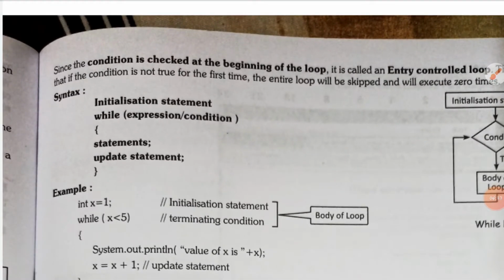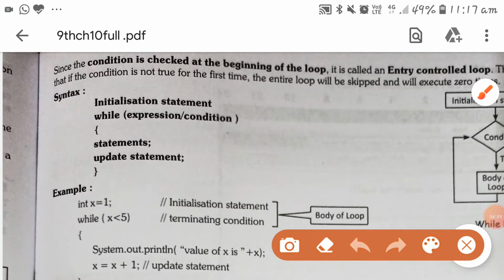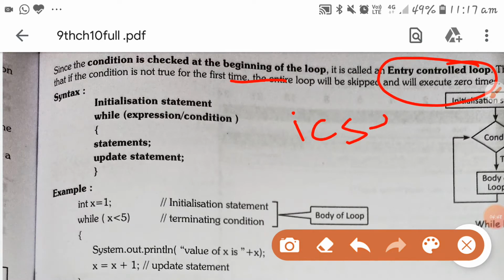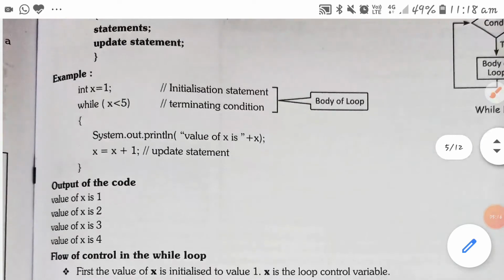Since the condition is checked at the beginning of the loop, it is called an entry controlled loop. ICSE question: what are entry controlled loops? Give example. Then you have to write the example of an entry controlled loop as a while loop. Entry controlled loops are those in which the condition is checked at the starting point. Based upon the condition, the loop is executed. It is called an entry controlled loop. For example, while loop, the syntax is this. Syntax means the way of writing the command, and after that give one example.